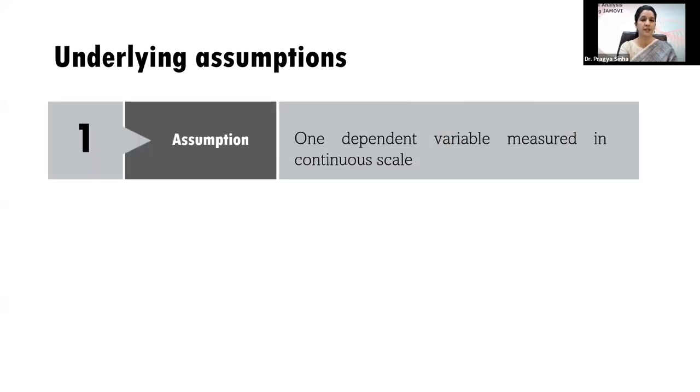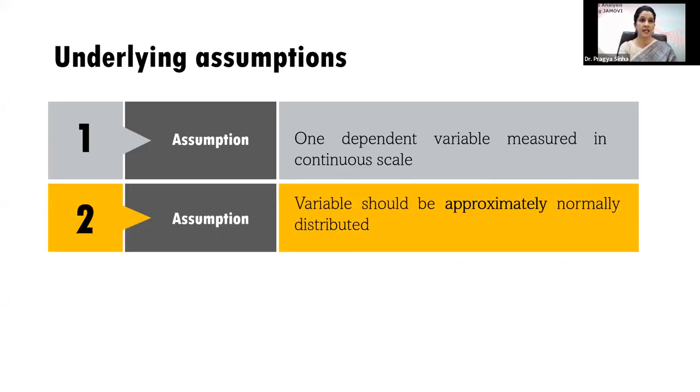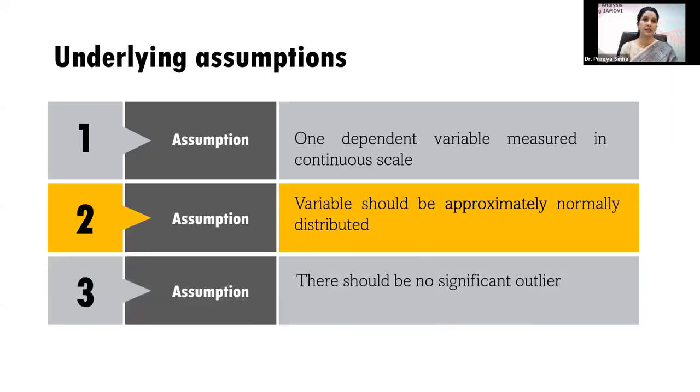In the beginning we discussed that before we apply any test, we have to check the assumptions, because the applicability of a test and its interpretation will be useful only if we fulfill the assumptions. So there are some underlying assumptions of this t-test. The first assumption is that there should be one dependent variable, measured on a continuous scale. The second assumption is that the variable should be approximately normally distributed. And the third is that there should be no significant outlier. In the case of JAMOVI, you can check these assumptions in the same view.